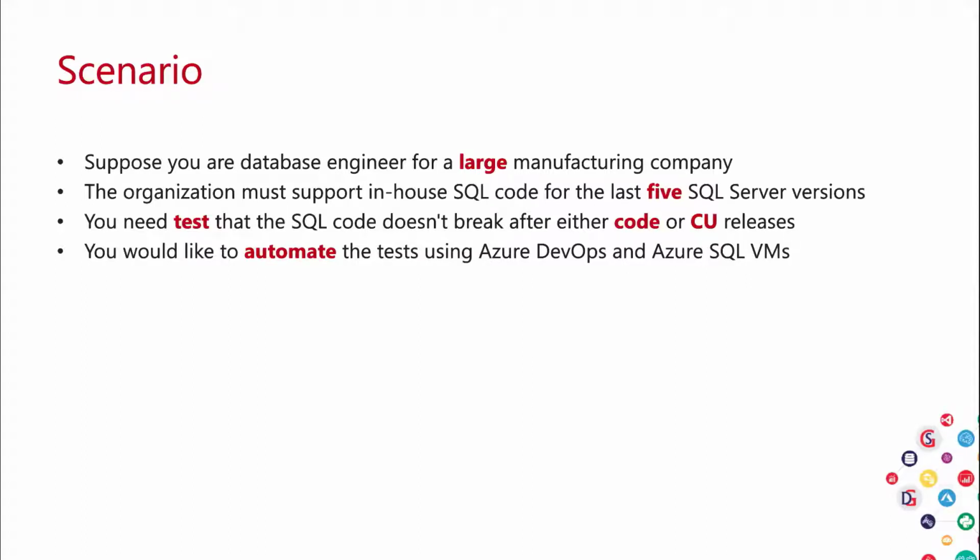So you need to test that the SQL code doesn't break after either a code deployment or a CU release. Microsoft releases CUs, or cumulative updates, every month or every 2 months or so. And then you would like to automate the test using Azure DevOps and Azure SQL VMs. One thing to note is that we are using Azure SQL VMs because with VMs, you can control which version you want, as opposed to Azure SQL Database, where you always get the latest version, no matter what.